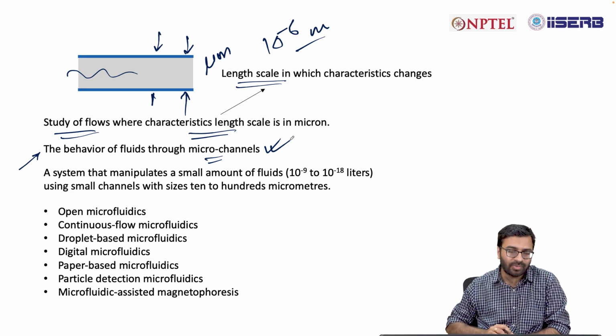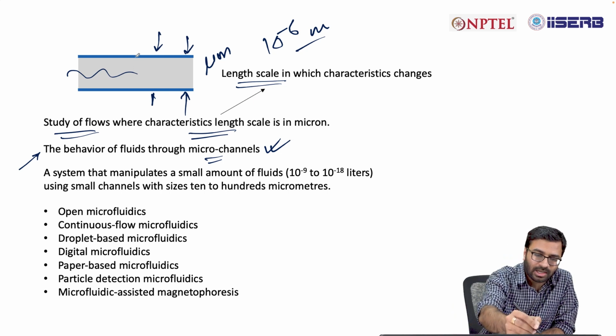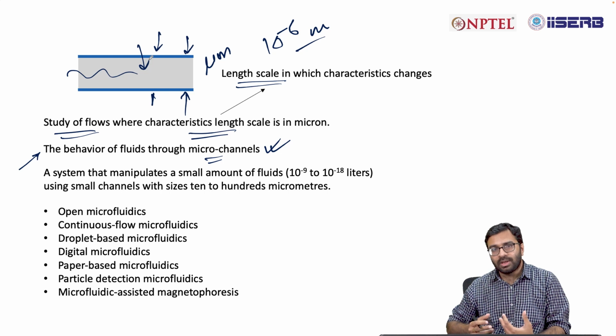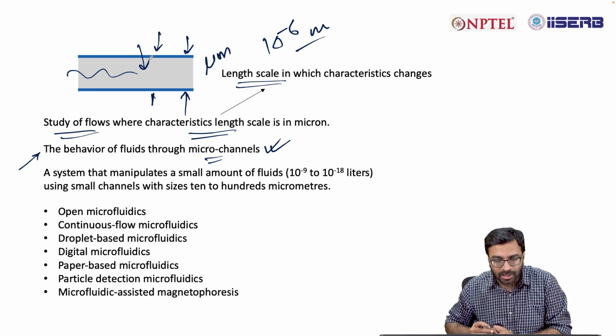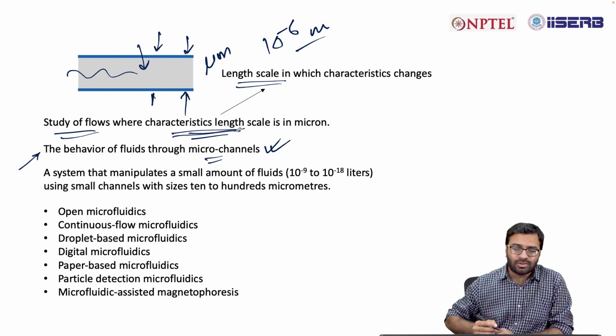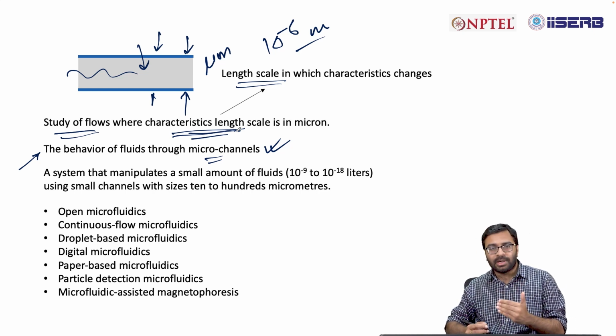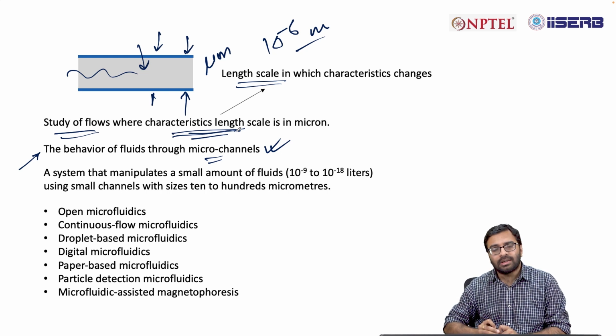In certain cases you will find it defined as a system that manipulates a small amount of fluid using small channels with sizes of 10 to 100 micrometers. So this is a study where you try to figure out how the characteristics of the fluid change in a very small dimension, say 10 to 100 micrometers. Another term related to microfluidics is nanofluidics. Microfluidics and nanofluidics are to some extent similar. The only difference is the characteristic length scale. There is a critical length scale beyond which not all the phenomena happening in microfluidics remain true for nanofluidics, but to some extent you may also apply the considerations of microfluidics to nanofluidics.